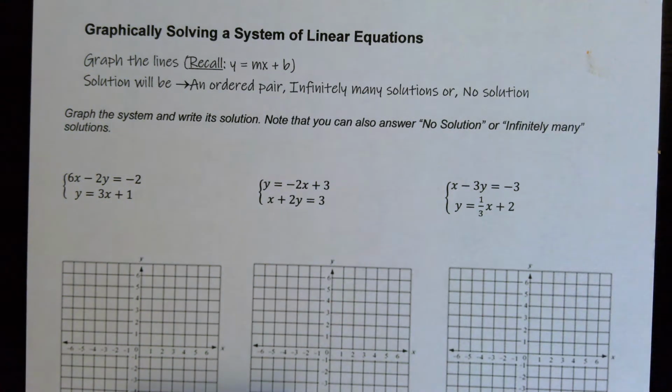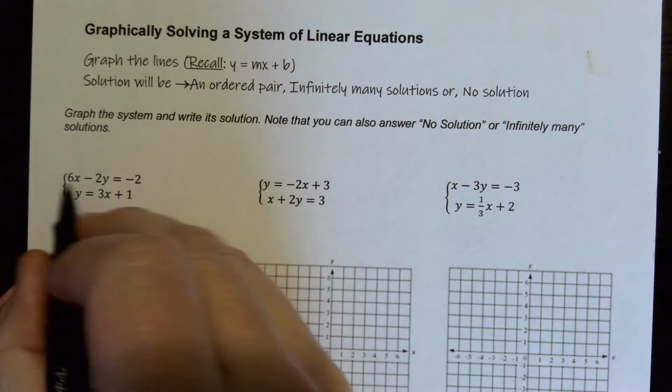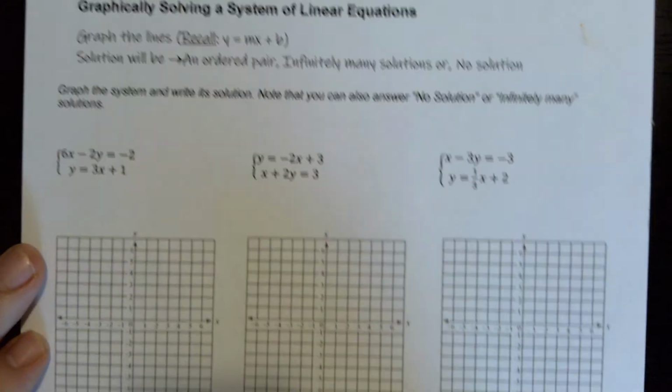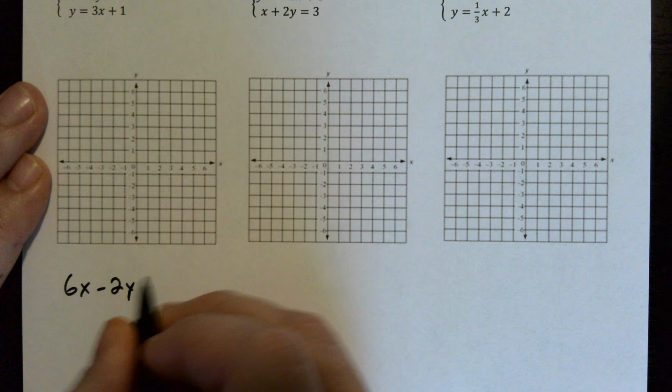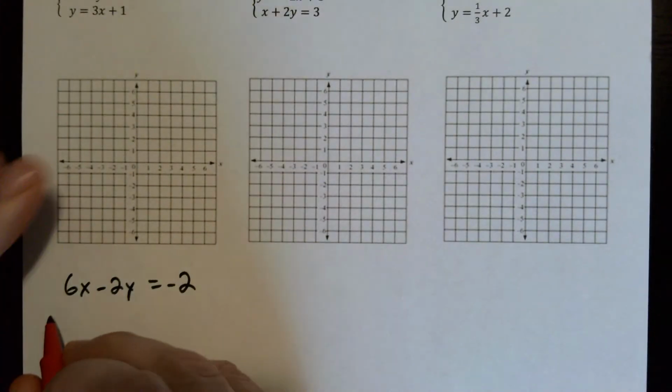Okay, so let's take a look at the first one. What we want to do is get both the top and the bottom equations set equal to y. This one's already set equal to y. I'm going to look at that 6x minus 2y equals negative 2. Bring it down there, 6x minus 2y equals negative 2. I'll subtract the 6x from both sides.